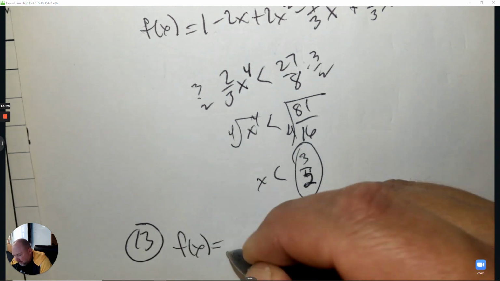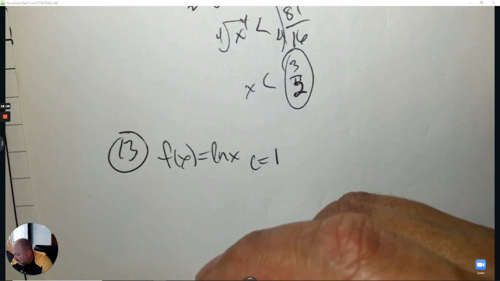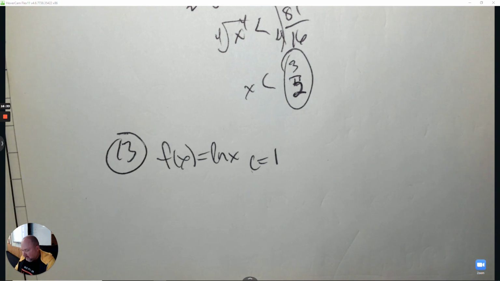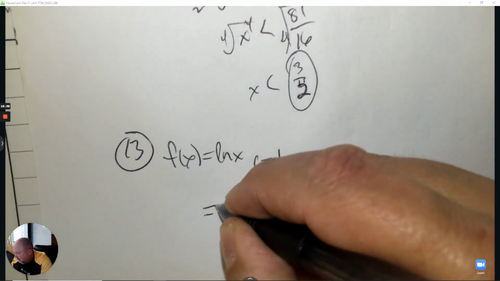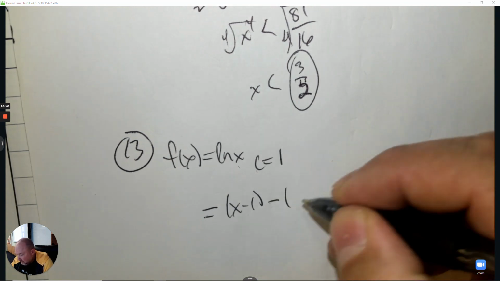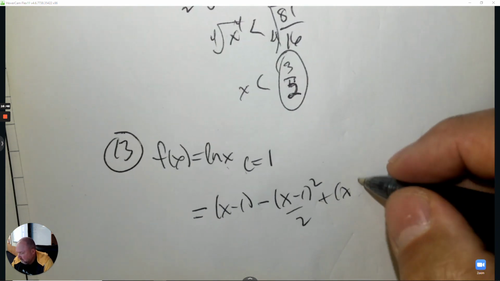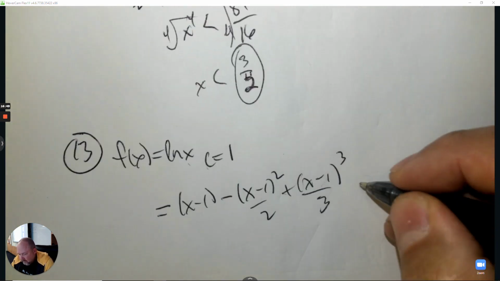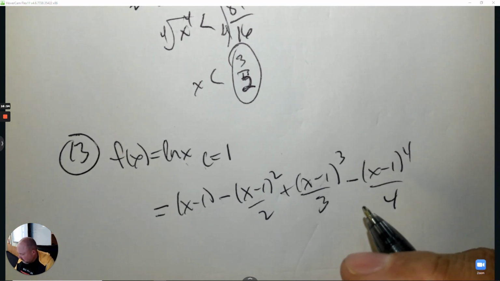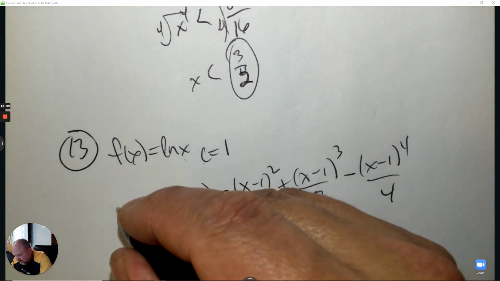f of x equals ln x and centered at 1. Write a Taylor polynomial 4 terms deep. All right, so if it's centered at 1, then we start with x minus 1 for ln. It alternates. We just count up. So 2 alternates, 3 alternates. And I said how many terms? 4. So 1, 2, 3, 4. That's good right there.